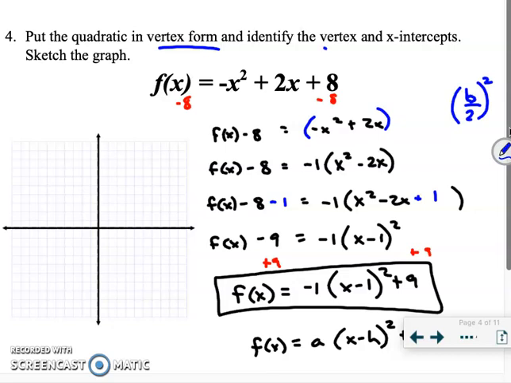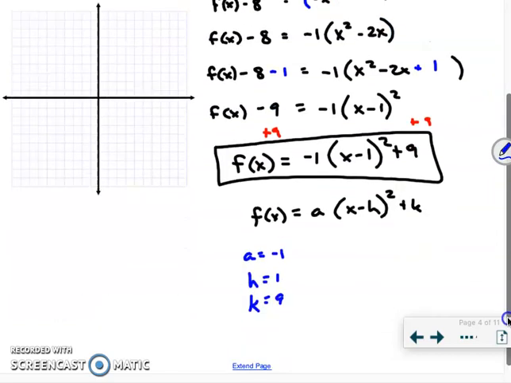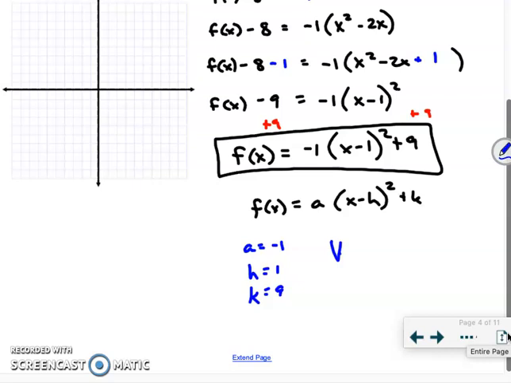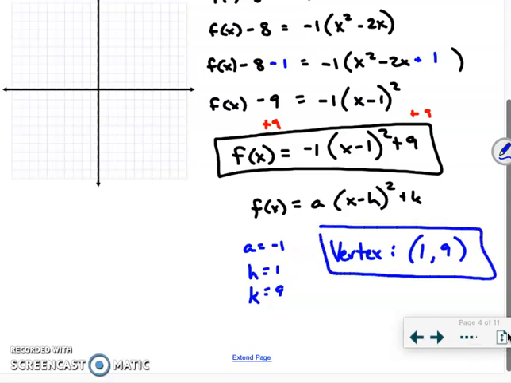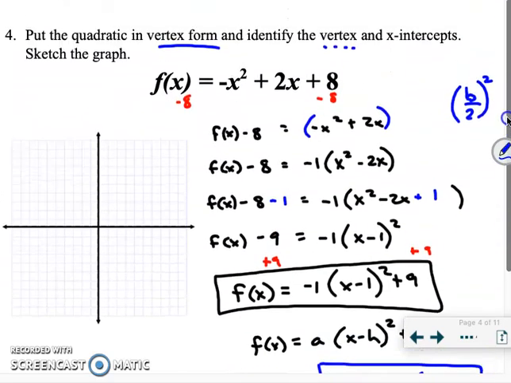Then we were supposed to identify the vertex. So the vertex is nothing more. I should write this out. The vertex, all that we're going to do is identify h, k. So in substituting in, we've said that h is positive 1, k is positive 9. So once we know that our vertex is located at 1, 9, is there anything else?